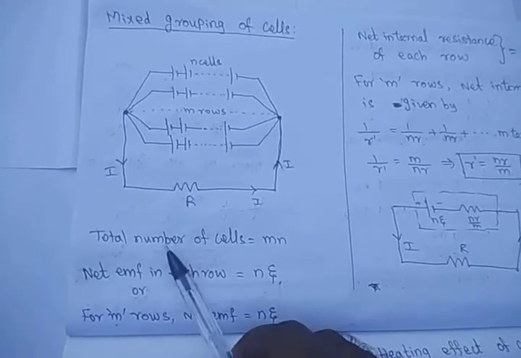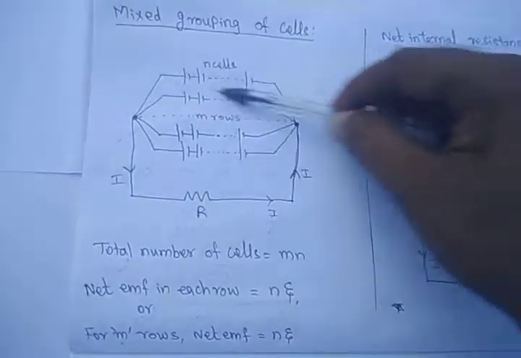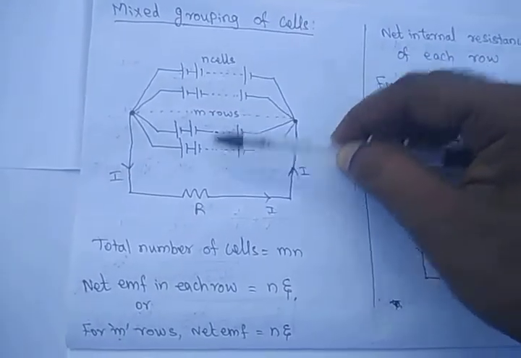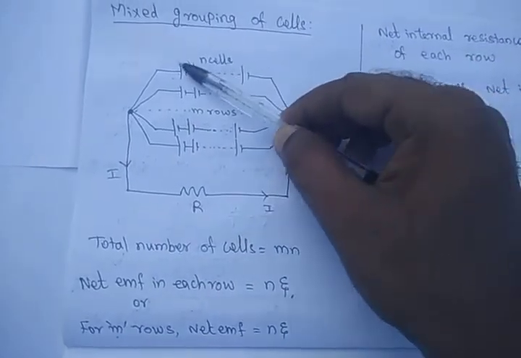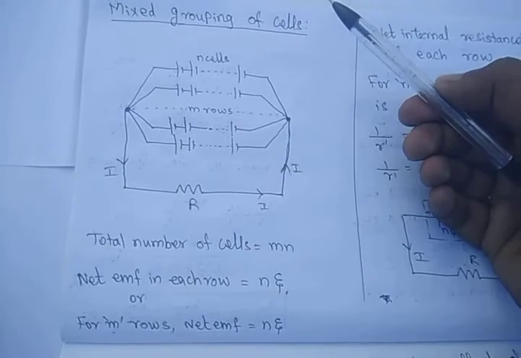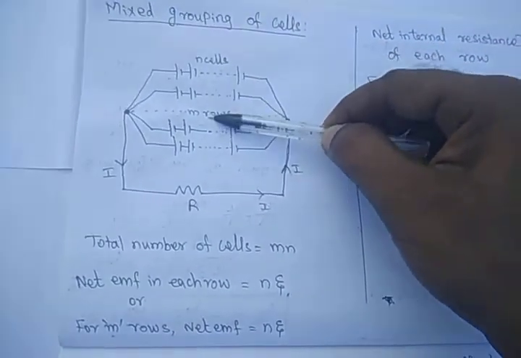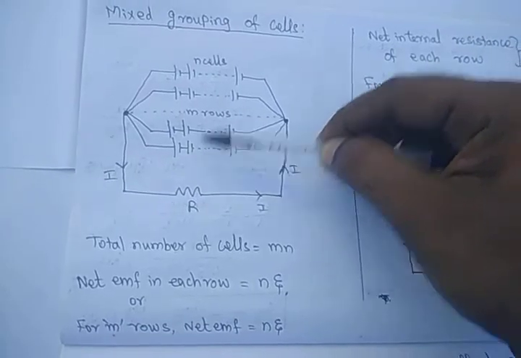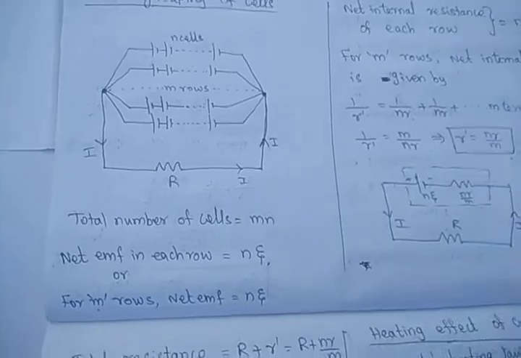The total number of cells is n cells in each row. How many rows do we have? M rows. So finally we get m into n. Let us consider 3 cells in each row and totally 5 rows. What is the total number of cells? Each row has 3, so 3 plus 3 plus 3 plus 3 plus 3. We have 5 rows, so 5 into 3, 15. That is the same thing, m into n.